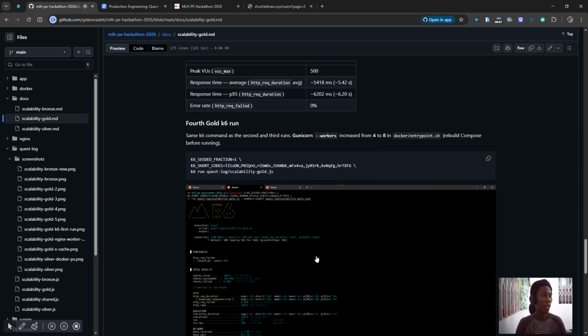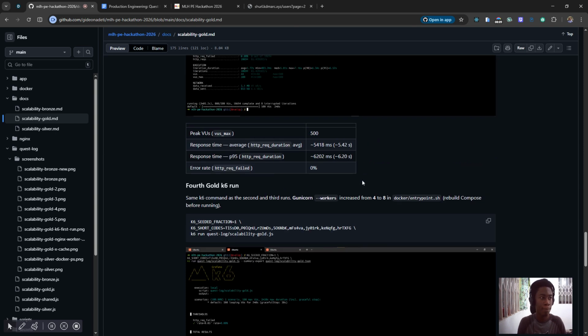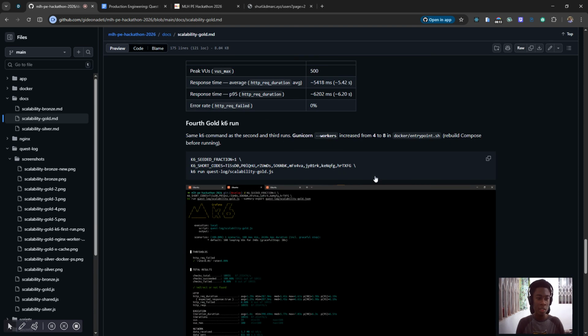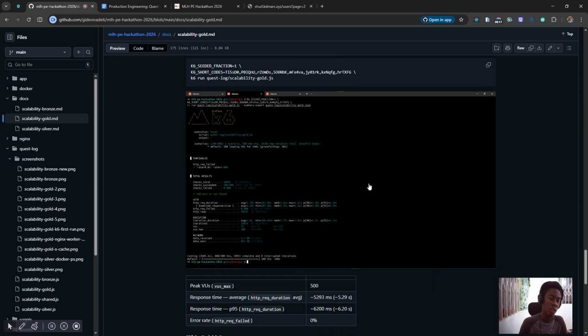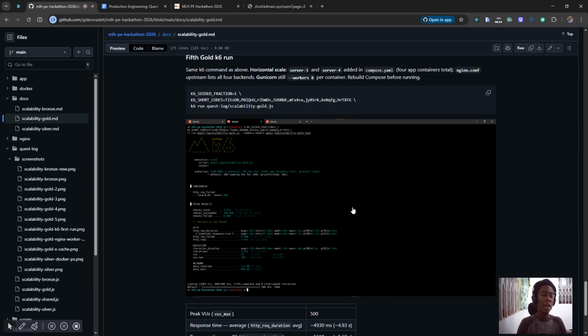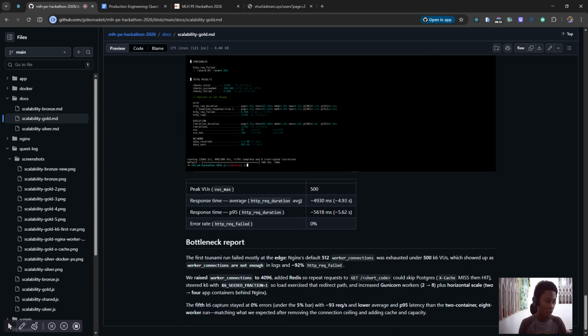I did that by increasing the workers. I first increased from 2 to 4, and I didn't get any significant results. Then I increased from 4 to 8, and there was no significant difference. It was still around 6.2 seconds latency. Then I doubled my servers, so now instead of two instances of the servers, I had four instances, and I got better results, which was now 5.6 seconds.